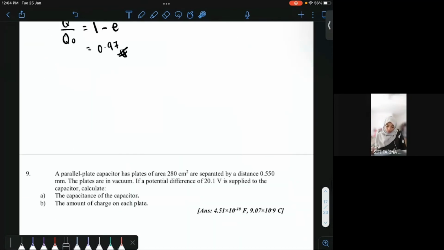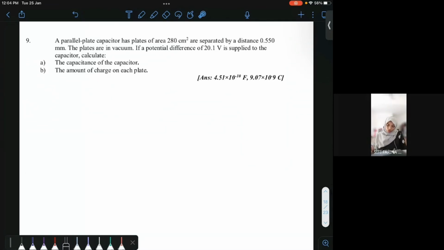I'm going to proceed to question 9. So for question 9, you have a parallel plate capacitor with plates of area this much, separated by a distance of 0.55 millimeter. The plates are in vacuum. Okay, vacuum maksudnya tak ada dielectric. Okay, dia adalah air saja dekat sini. If a potential difference of 20.1 volt is supplied to the capacitor, so maksudnya kita bagi potential across capacitor ni adalah 20.1 volt.